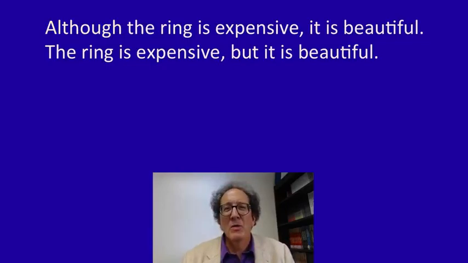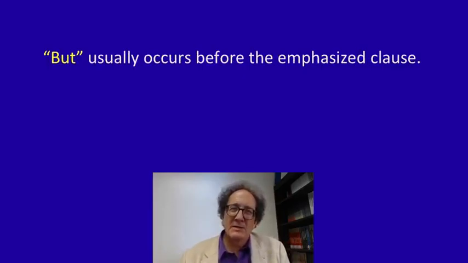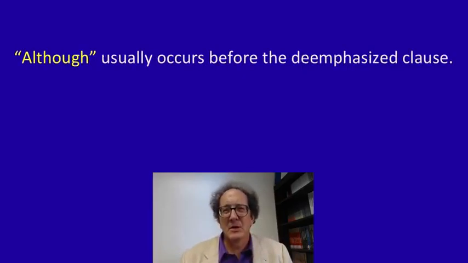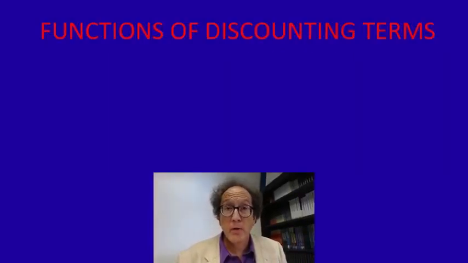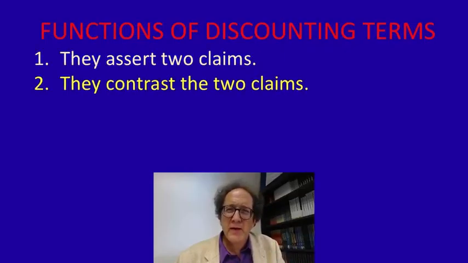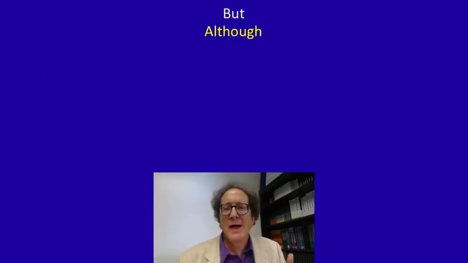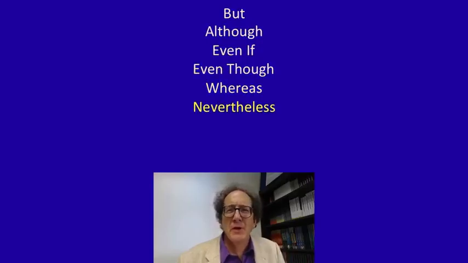So but and although are each discounting words, but the but occurs before the emphasized clause and although occurs before the de-emphasized clause. And what's common to these words, like but and although, is that they do three things. They assert two claims, they contrast those two claims, and they indicate that one of those claims is more important than the other. And there are lots of words that perform these functions. It's not just but and although. You have even if, even though, whereas, nevertheless, nonetheless, still.